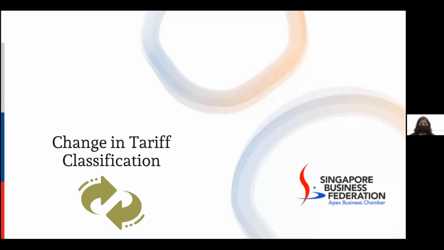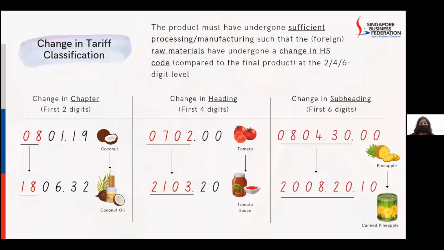Next, change in tariff classification method. This method is used to determine the rules of origin. For this method, the final product must have undergone substantial transformation such that the raw materials from overseas have undergone a change in HS code at any level. So from the examples below, we can see that after substantial transformation, there has been a change in the HS code of the final product, be it the change in chapter, change in heading, or change in subheading.